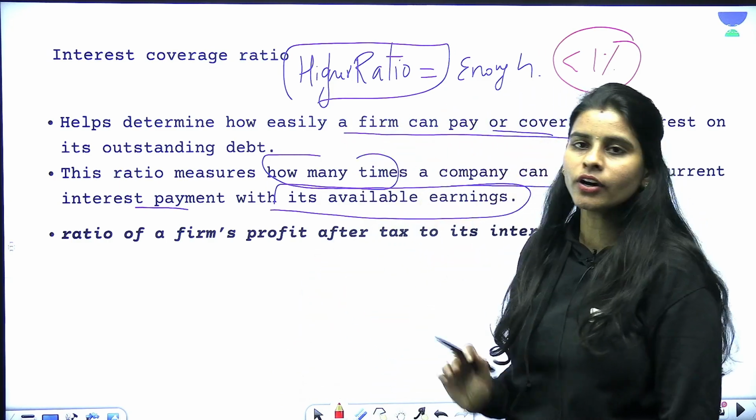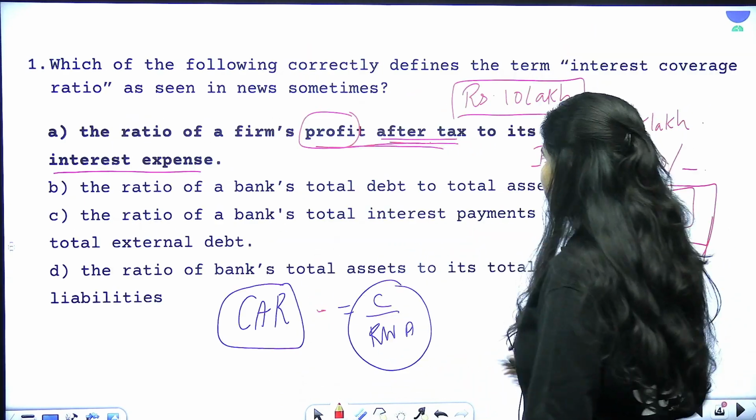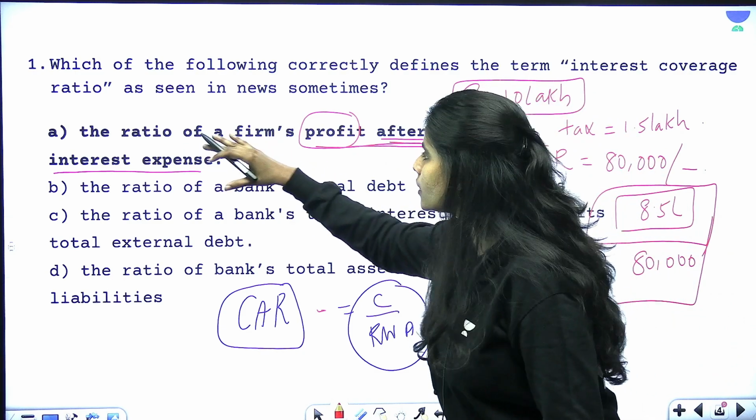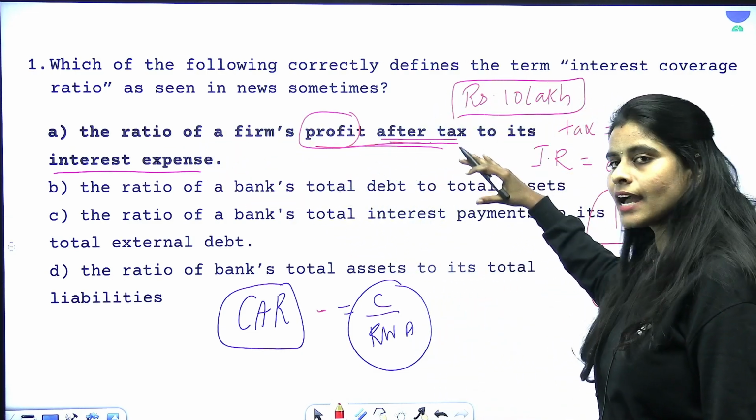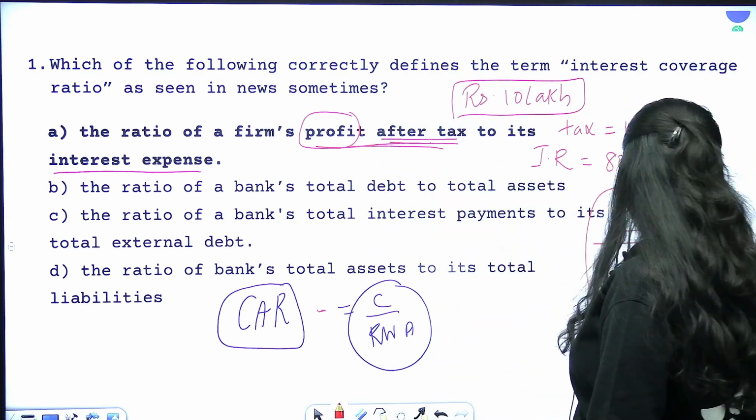So this is about your interest coverage ratio. So what is the interest coverage ratio? It is the ratio of firm's profit after tax to its interest expenses.